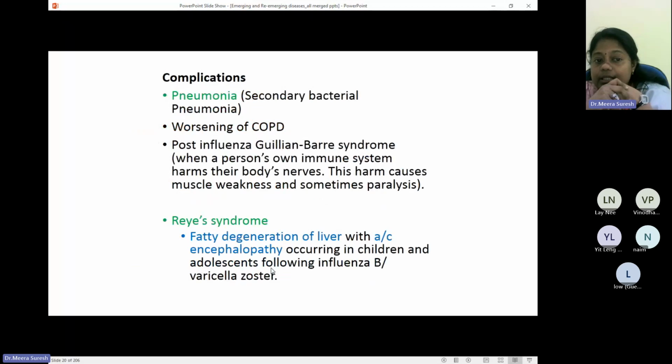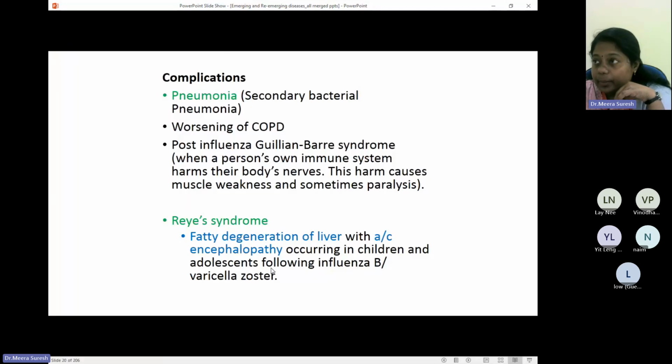So, what are the complications? If at all it is appearing, it will be pneumonia, and that too because of the secondary bacterial invasion. Worsening of COPD: patients who already have some chronic obstructive pulmonary disease, that is chronic bronchitis and emphysema mainly, will get worsened if the influenza comes up. Then there is Guillain-Barré syndrome. You might be remembering that. It will be like a person who was healthy actually, but then suddenly he had a fever, and within a week or something, he goes into a paralytic stage.